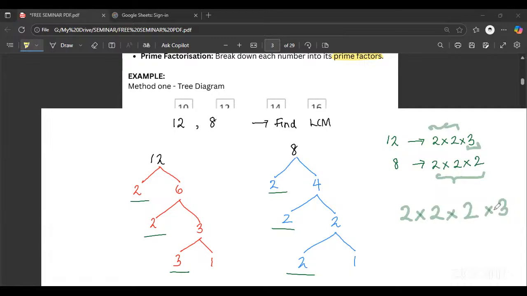After getting that, we do the multiplication. 2 into 2 is 4. 4 into 2 is 8. 8 into 3 is 24. Which means our LCM is going to be 24. Is it clear? Okay, this is one way we can do it using a tree diagram.